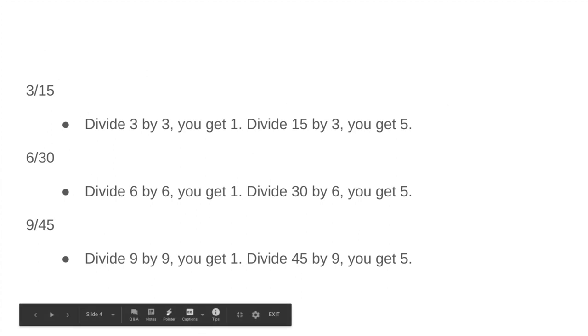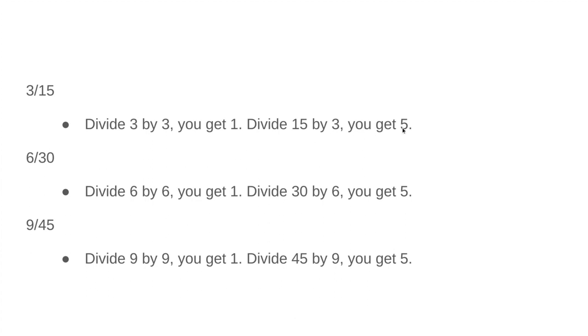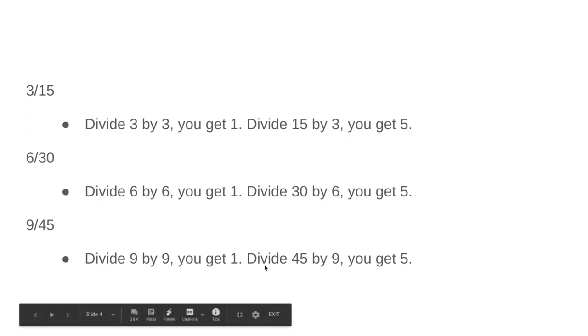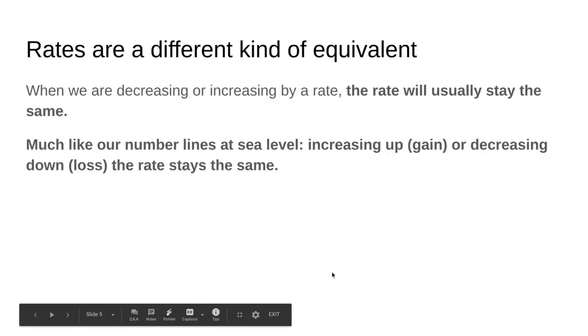Here is our justification. Divide 3 by 3, you get 1. Divide 15 by 3, you get 5. Notice I'm using the same number for both the top and the bottom. For 6 over 30, if you divide 6 by 6, you get 1. Divide 30 by 6, you get 5. If you divide 9 by 9, you get 1. If you divide 45 by 9, you get 5. Again, dividing by the same number.